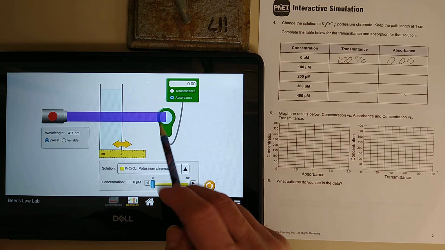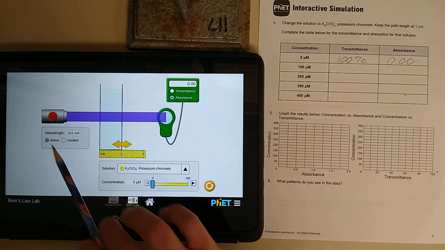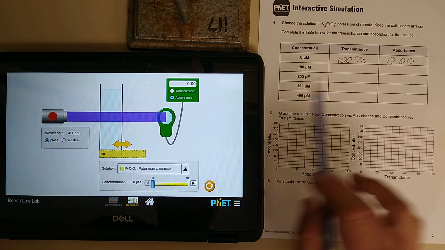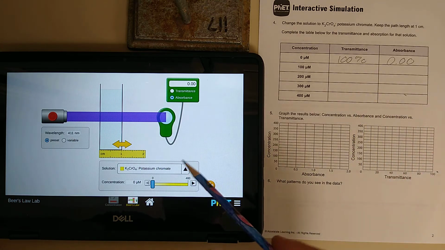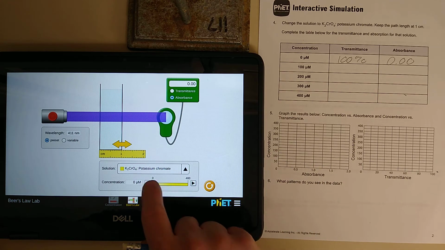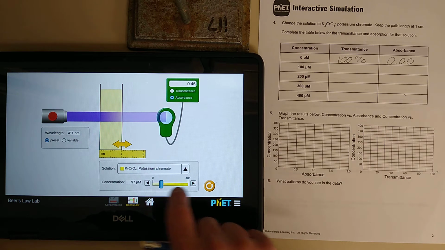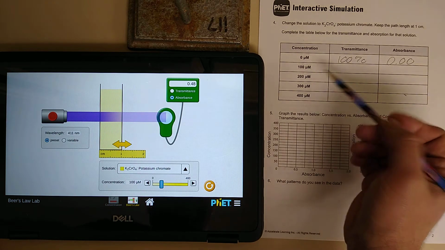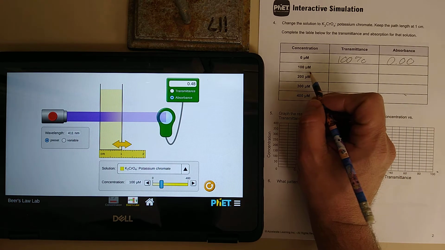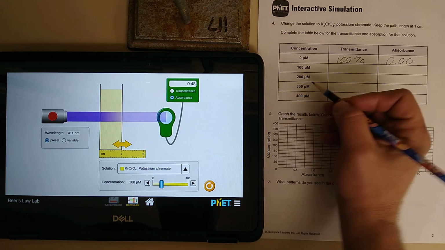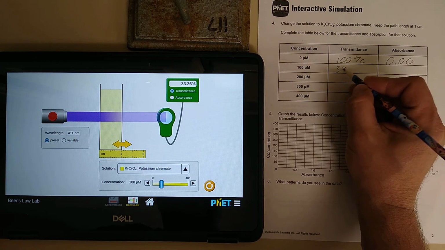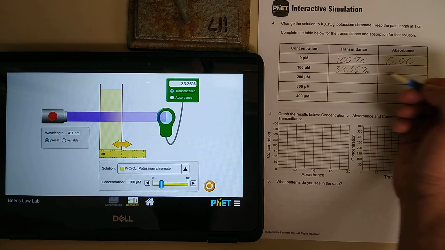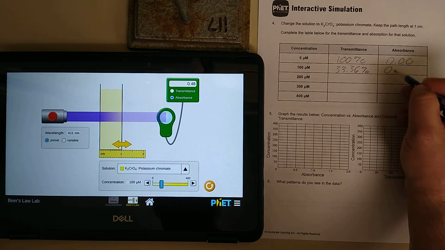Now as you're doing this, if you get a little bit different number, this is a simulation, so the numbers may be slightly different, what you get over here than what I get over here. And that's okay. That's just part of how the simulation works. Okay. We're going to move this over. We want this to be 100. Okay, so 100, transmittance, we get 33.36%. The absorbance, 0.48.